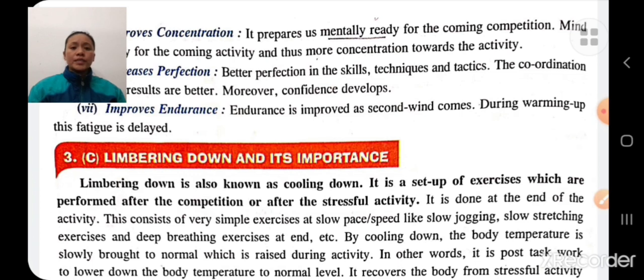The exercise should be simple, like slow jogging, slow stretching, normal breathing, etc. Limbering down helps to bring our body temperature to its normal level. By doing the warming up, our body temperature increases, and by performing the limbering down, our body temperature comes back to its normal level. And our limbering down exercise should be simple and slow.